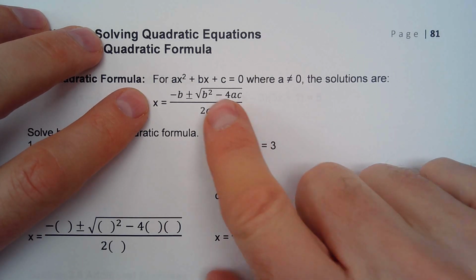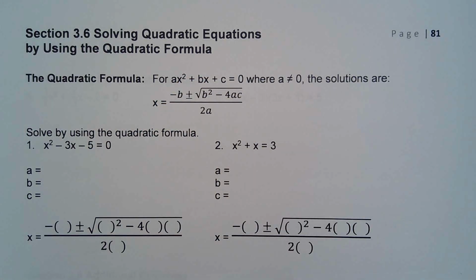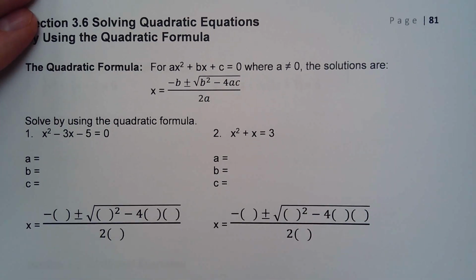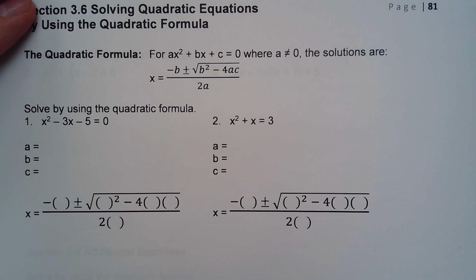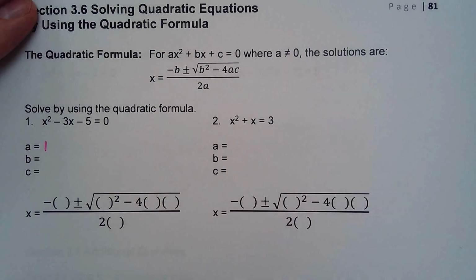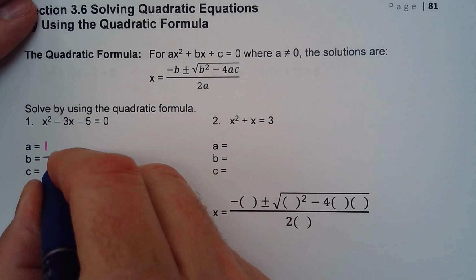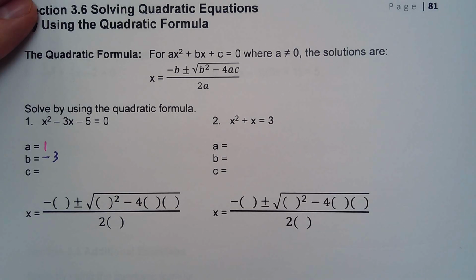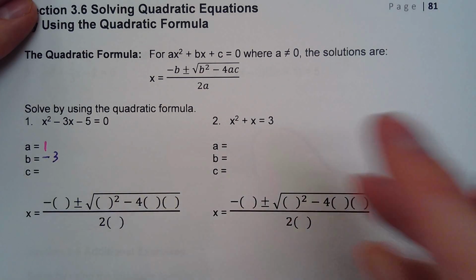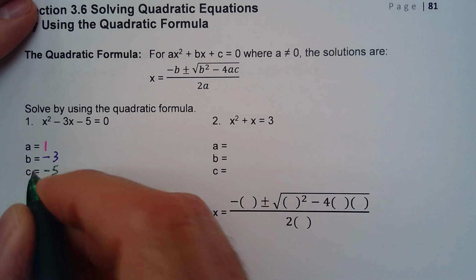What we can do is identify A, B, and C, and then just plug into the quadratic formula. So let's see how this works. Let's take a look at example 1. The first thing we have to do is identify A, B, and C. A is the coefficient of the squared term, in this case 1. B is the coefficient of the x term, so that'd be negative 3. And then C is the constant term, so that would be negative 5.